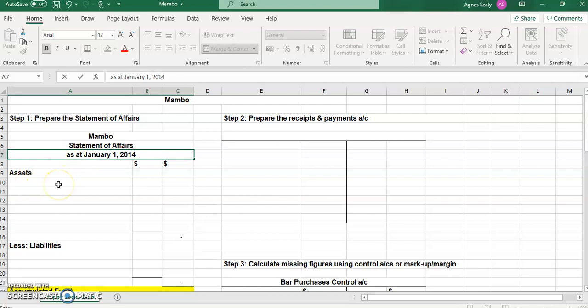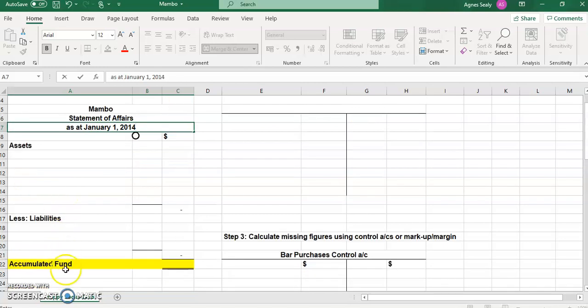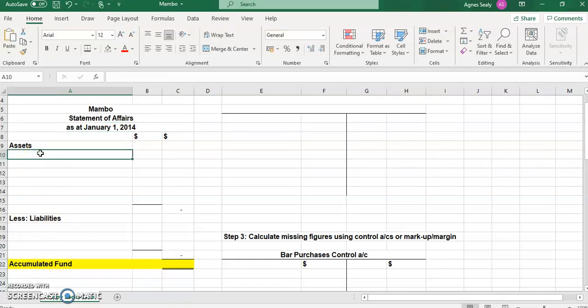So this is basically a list of your assets and liabilities. Remember your accounting equation. For a nonprofit organization, your assets minus your liabilities give you your opening accumulated fund. For a profit-making business, capital will be equal to your assets minus your liabilities. So let's list our assets.